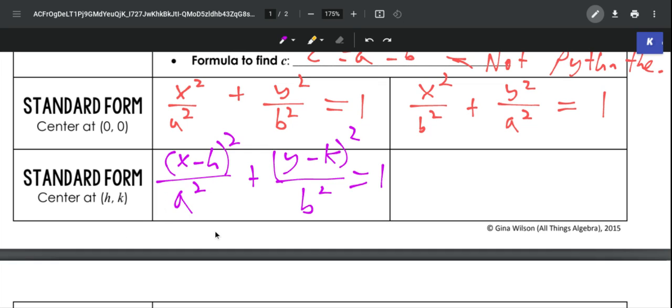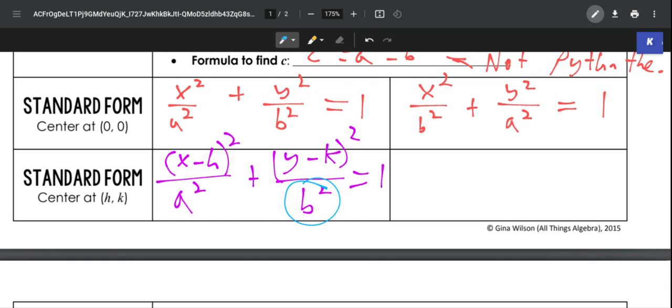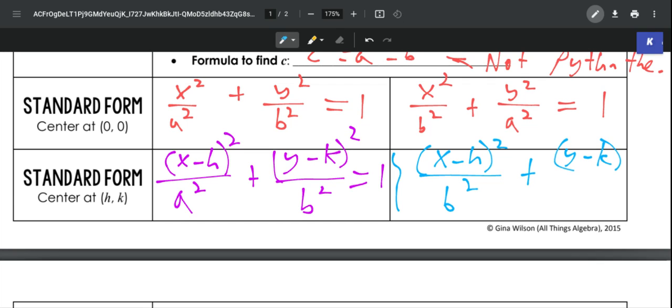And then same thing for a vertical axis, except b squared and a squared will flip. So it would look like this: x minus h squared over b squared plus y minus k squared over a squared.